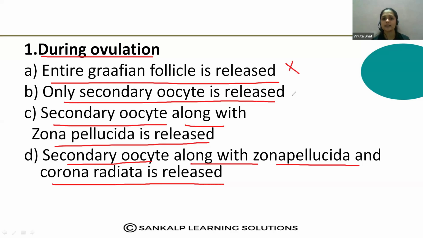Only secondary oocyte is released. Yes, secondary oocyte is released, that is also correct. But see the next option, secondary oocyte along with the zona pellucida. So this is the secondary oocyte, ovum, and there is a two layer of cells that is called as a zona pellucida and corona radiata, which is present around the ovum. Ovum ಜೊತೆಗೆ ಏನಾಗಿರುತ್ತೆ, ಎರಡು ಲೇಯರ್ ಇರುತ್ತೆ. ಅದನ್ನ zona pellucida ಮತ್ತೆ corona radiata ಅಂತ ಕರೀತಾರೆ. So option D is the correct answer.